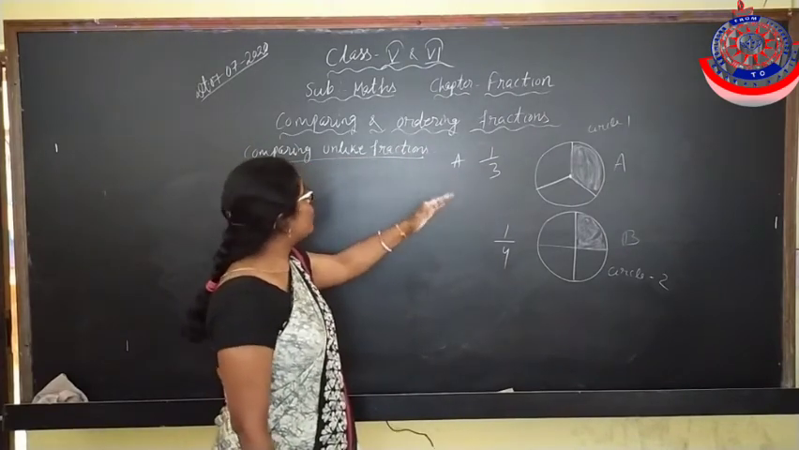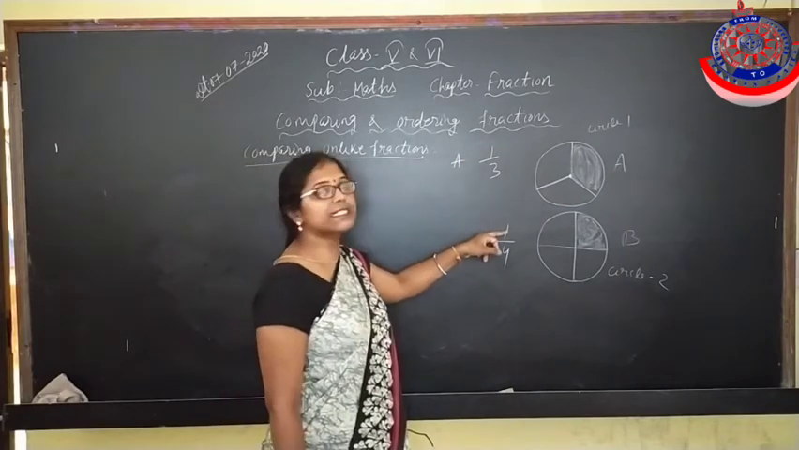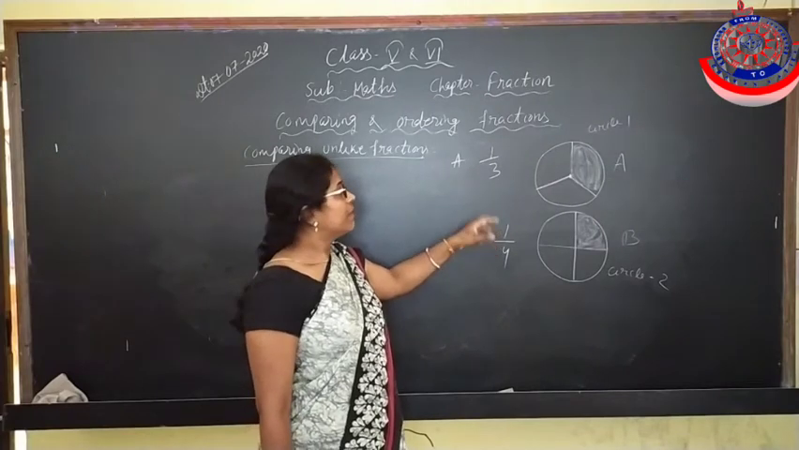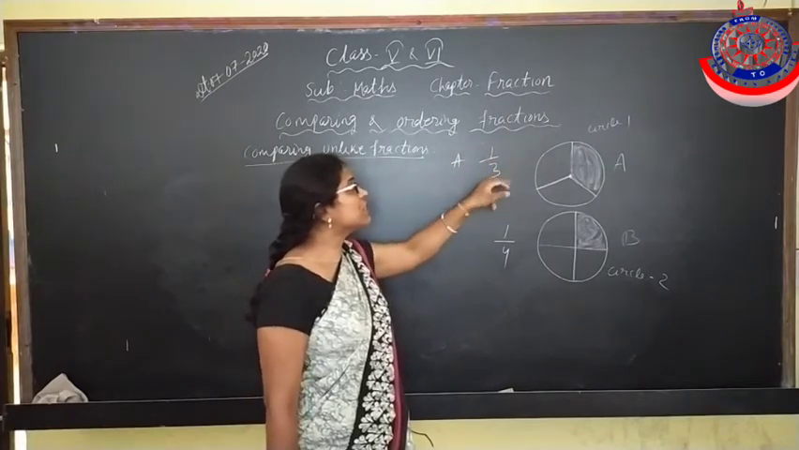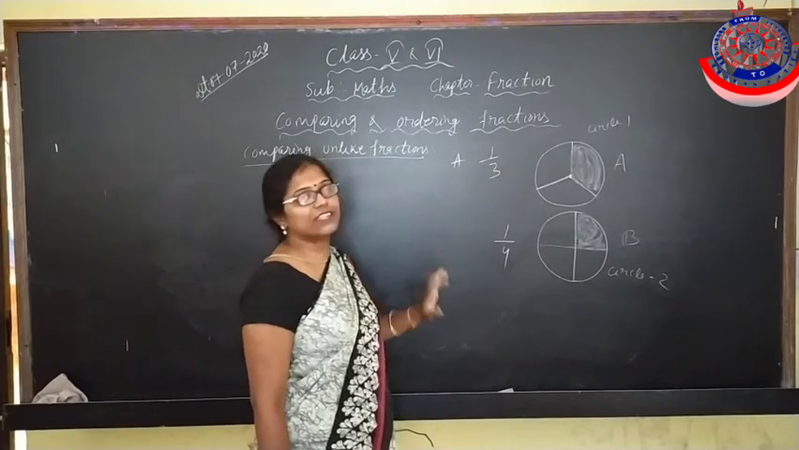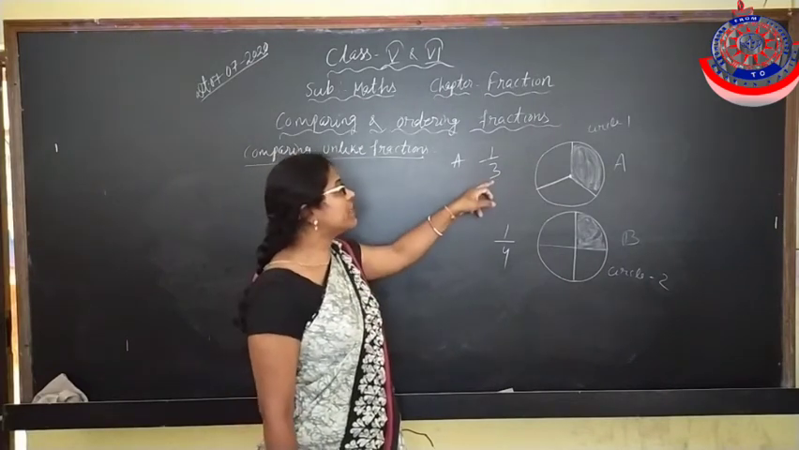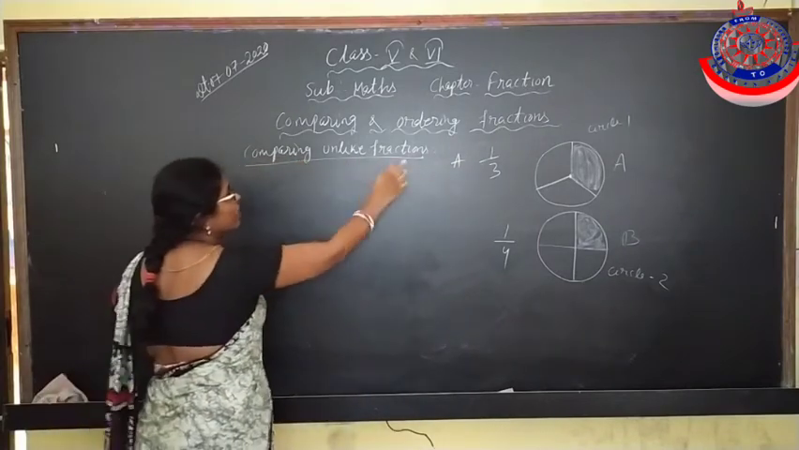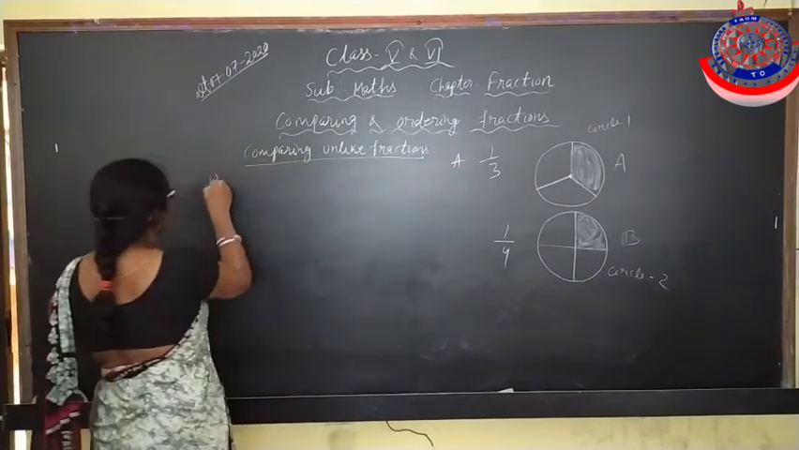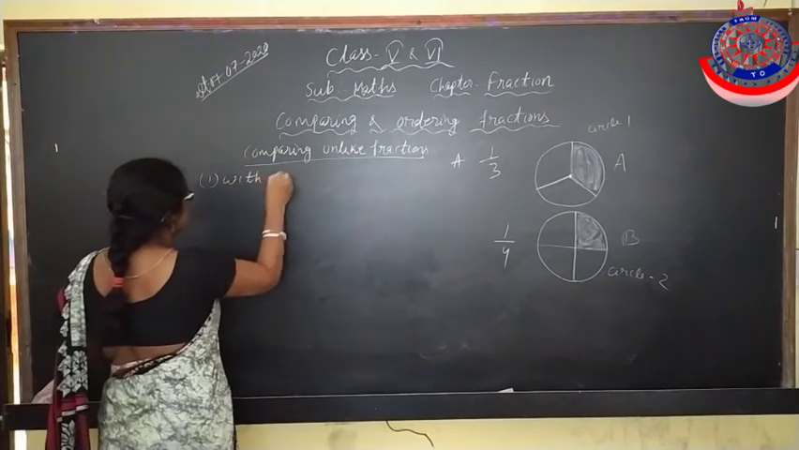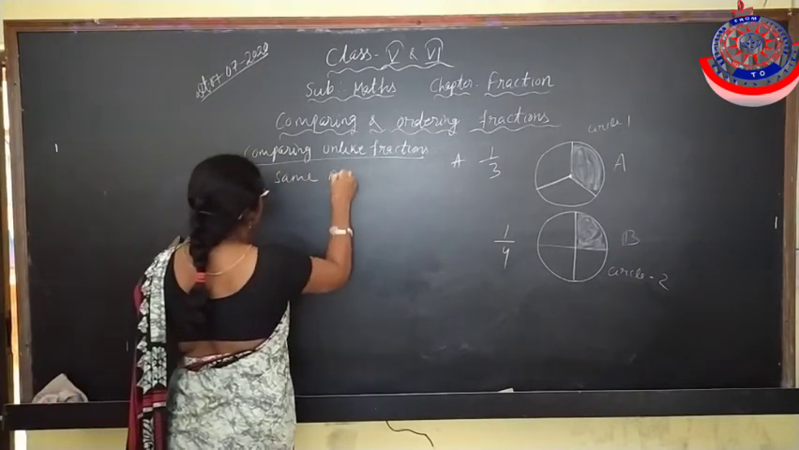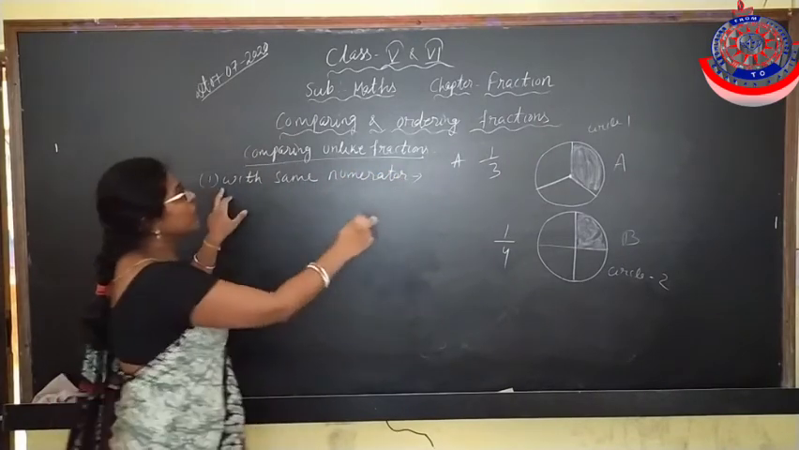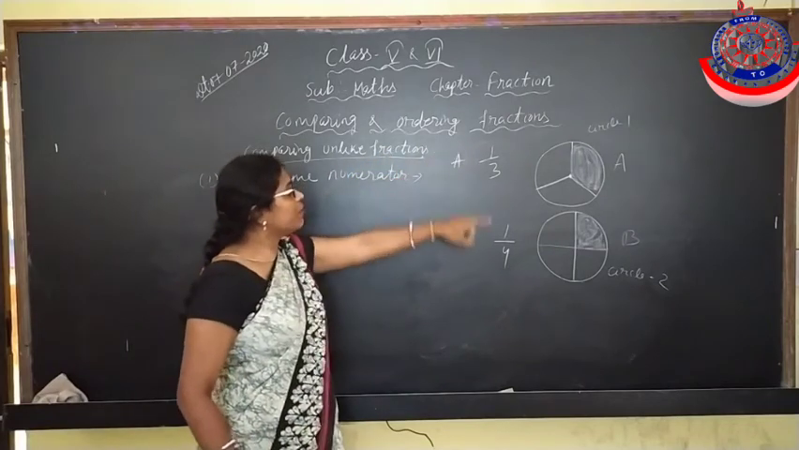From this example, what will you know? If the numerators are the same, then the fraction with the denominator having the smaller value is larger. First, we are comparing unlike fractions with the same numerator.